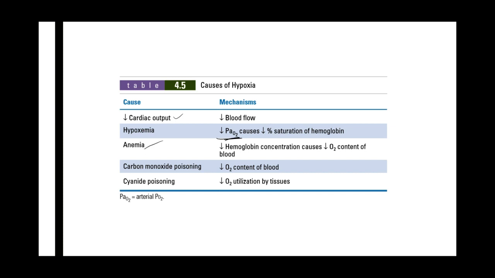And I talked about these, right? Anemia, carbon monoxide. Cyanide poisoning is, I forget if it's an uncoupling agent, but it knocks out cytochrome C in the electron transport chain. But basically, big picture wise, it impairs oxidative phosphorylation.